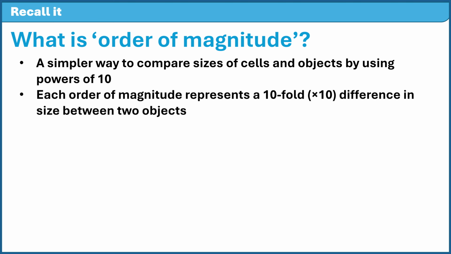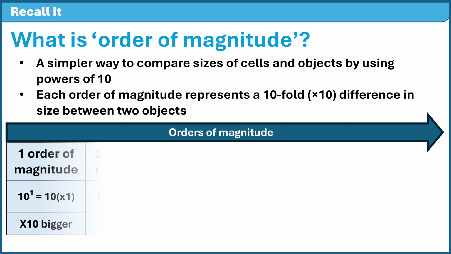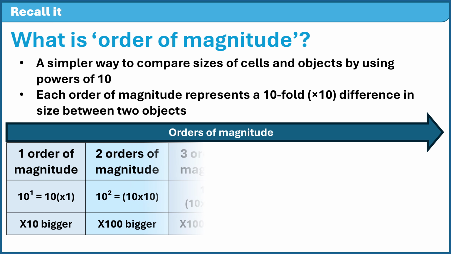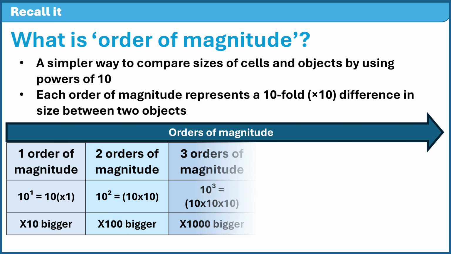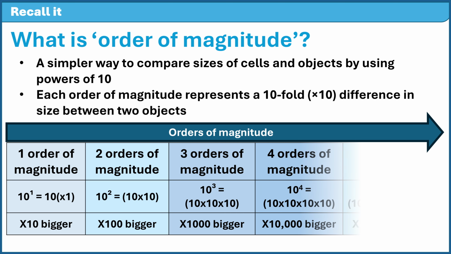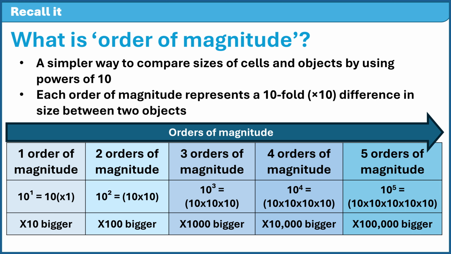Here's the key idea. Each order of magnitude represents a tenfold difference in size between two objects. So let me show you what that looks like. 1 order of magnitude equals 10 to the power of 1, which is simply 10 times bigger. 2 orders of magnitude equals 10 squared, that's 10 times 10, so 100 times bigger. 3 orders of magnitude equals 10 cubed, so that's 10 times 10 times 10, so 1,000 times bigger.